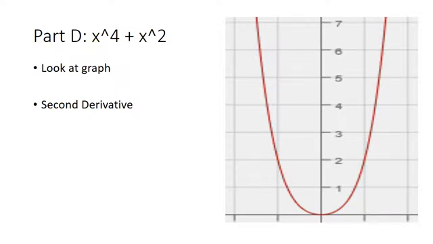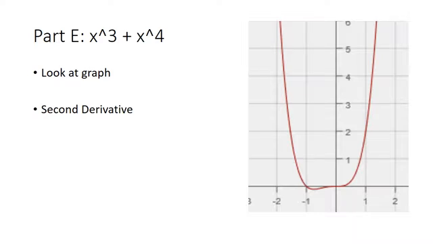For part D, the function is f of x equaling x to the 4th plus x squared. And this one, I'm not going to do the second derivative. It is pretty obvious from the graph what this is doing. We can look at this and see that it is always going upward, which would mean that this function is convex. And if you really want to, the second derivative ends up being 12x squared plus 2. And you see that there's that x squared, which means no matter what x is, it's going to be greater than 0. So this is indeed convex.